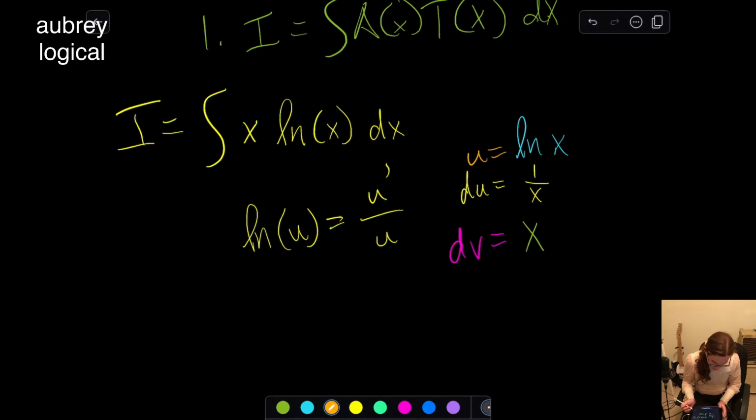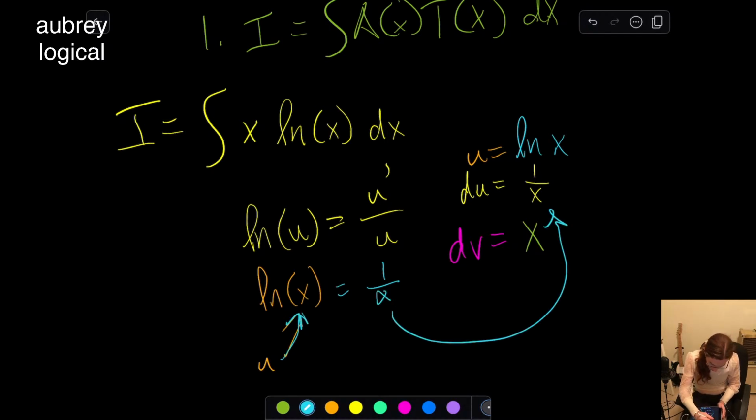So in our case, since u is ln of x, x becomes our u. The derivative of x would just become a constant number, 1. And on the bottom, we would just write x. And so that's how we get 1 over x.